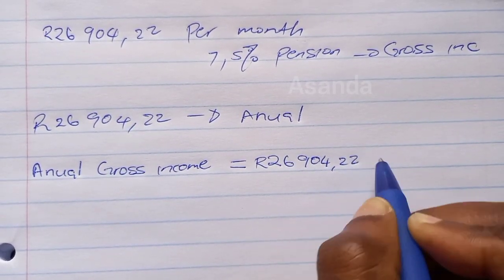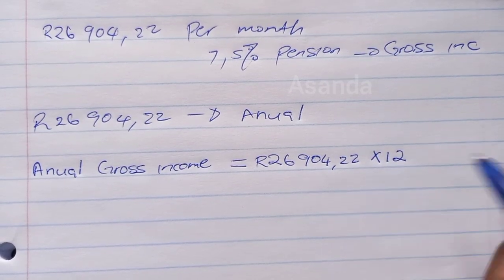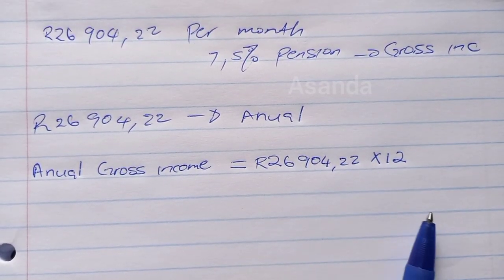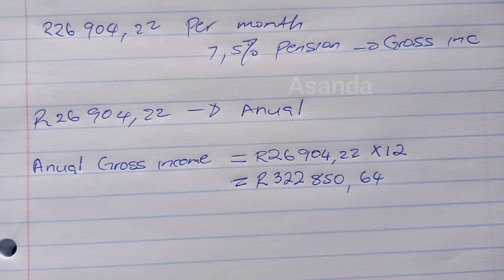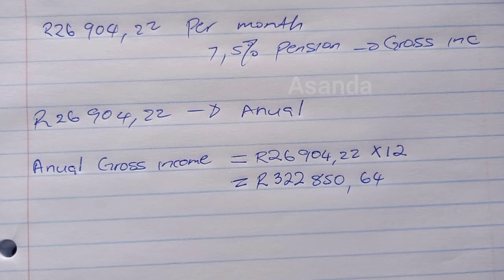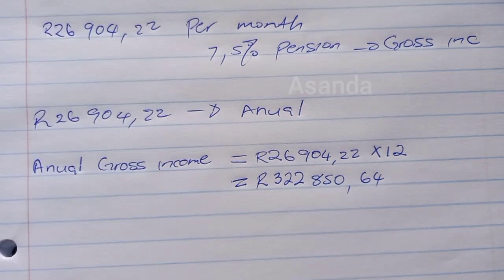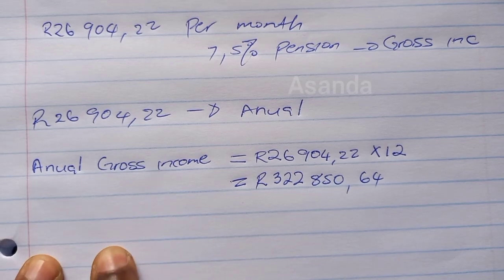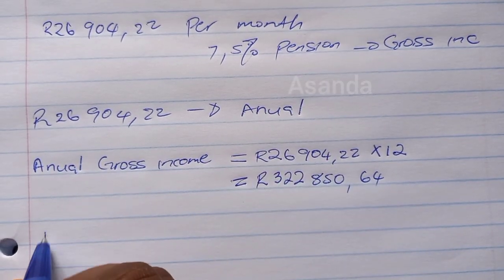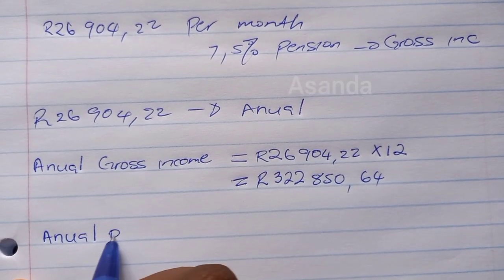26,904 rands and 22 cents multiplied by 12. So that gives us 322,850 rands and 64 cents. Okay, so now I'm going to calculate my pension, which is deductible, so that I can get taxable income. So what I'm going to do next is calculate the annual pension.